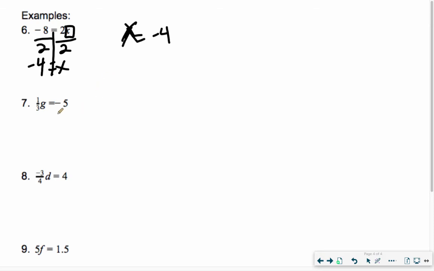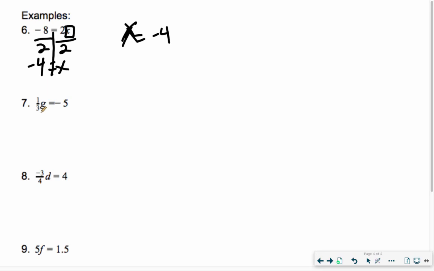All right, here I have 1/3 g equals -5. So this time I have the fraction as the coefficient. Instead of the g being in the denominator, I just have the fraction as a coefficient. So what is this operation here? This is 1/3 times g. So if this is multiplication, what's the inverse of multiplication? It's division. Well, how do I divide by 1/3?